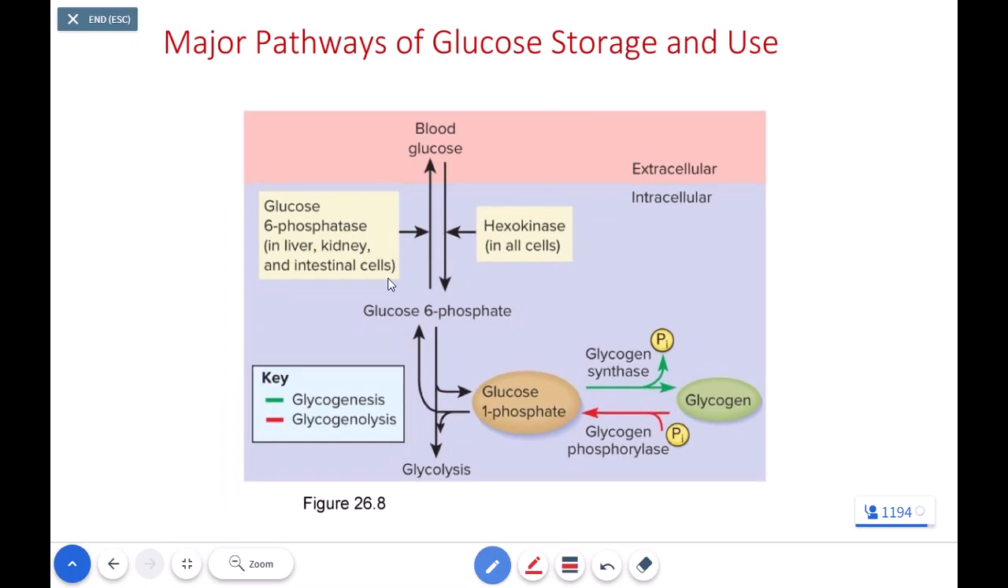Here's a summary slide that's the same content that we had before. We take blood sugar, we chop it up into pyruvic acid, or we can turn it into glycogen in the liver, and we're done with our content.